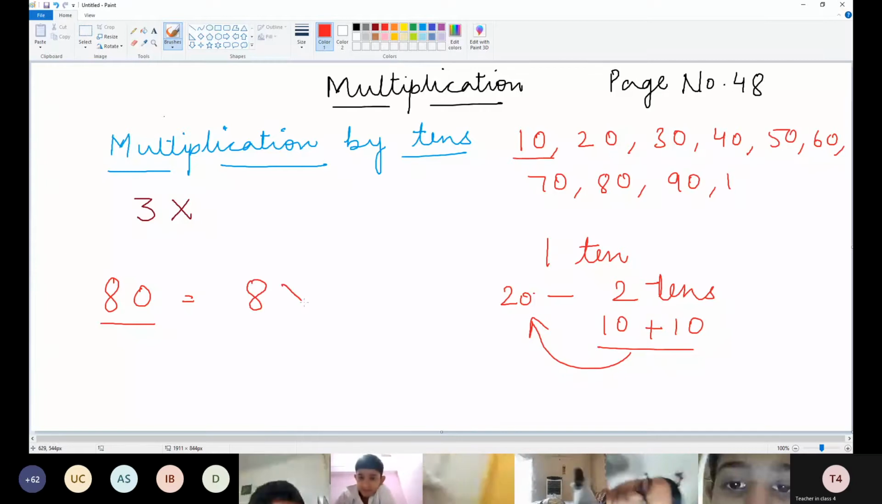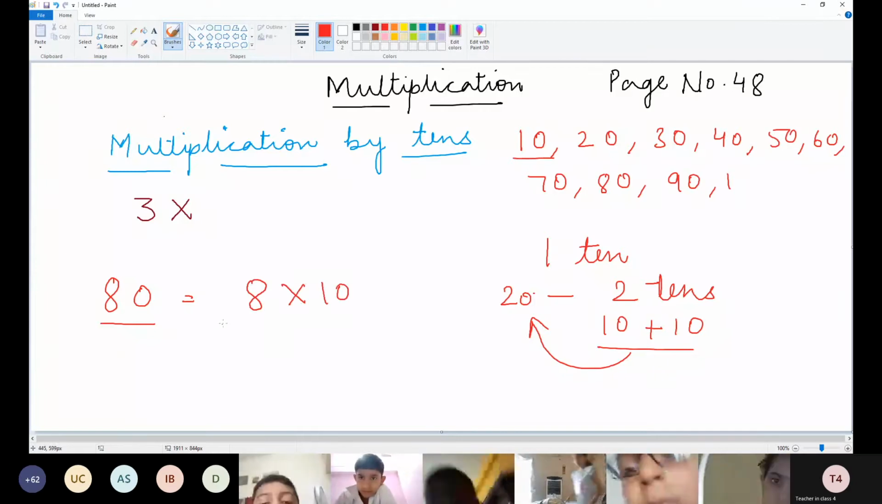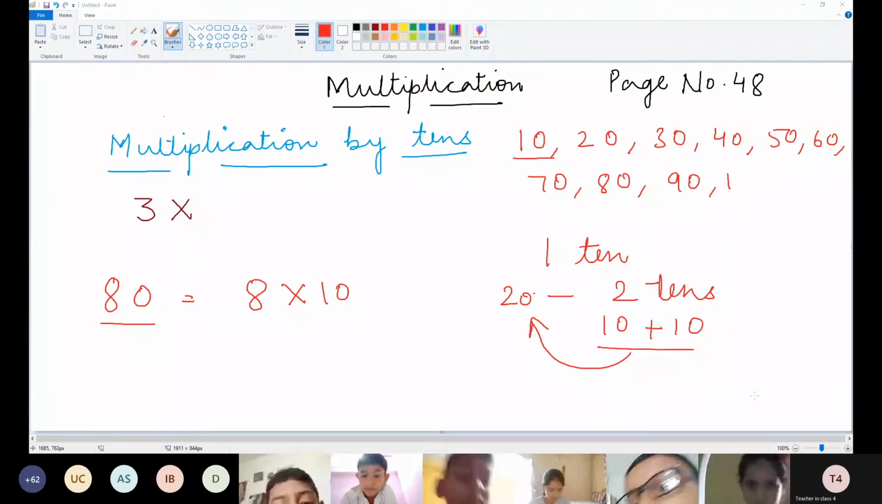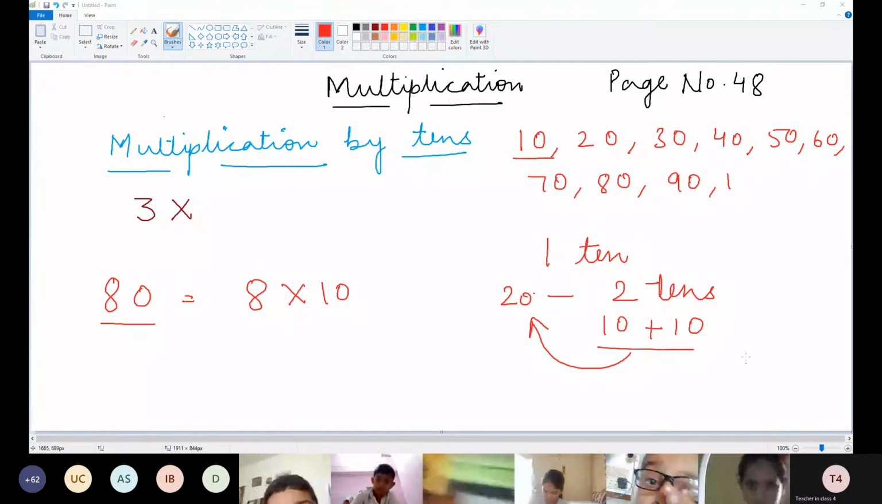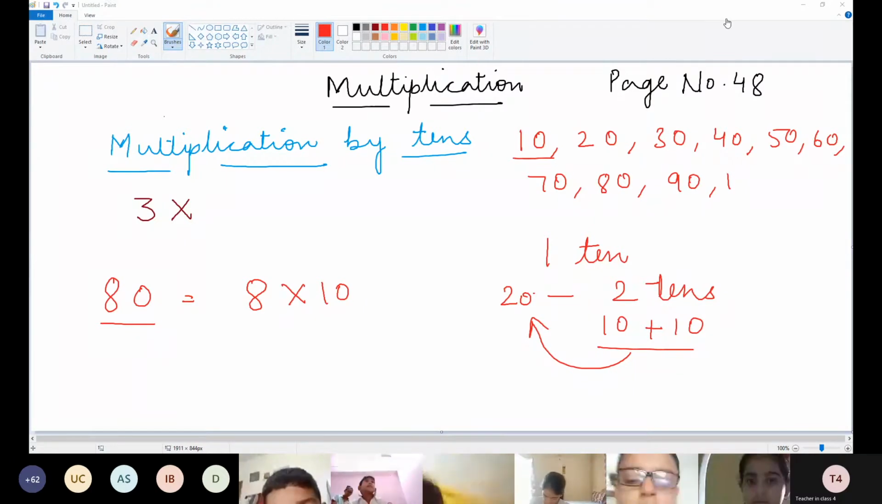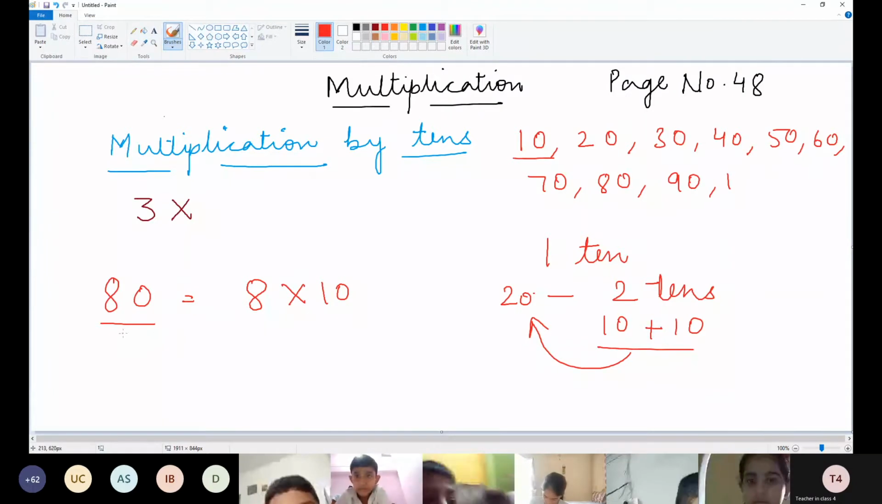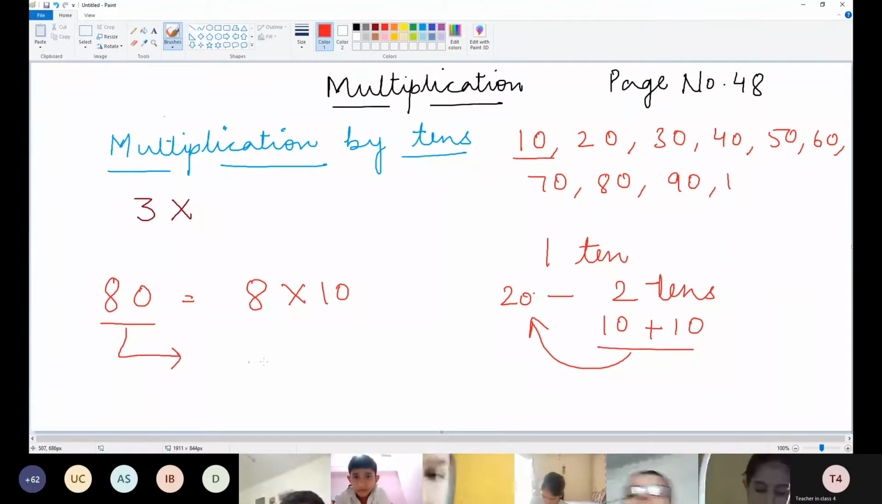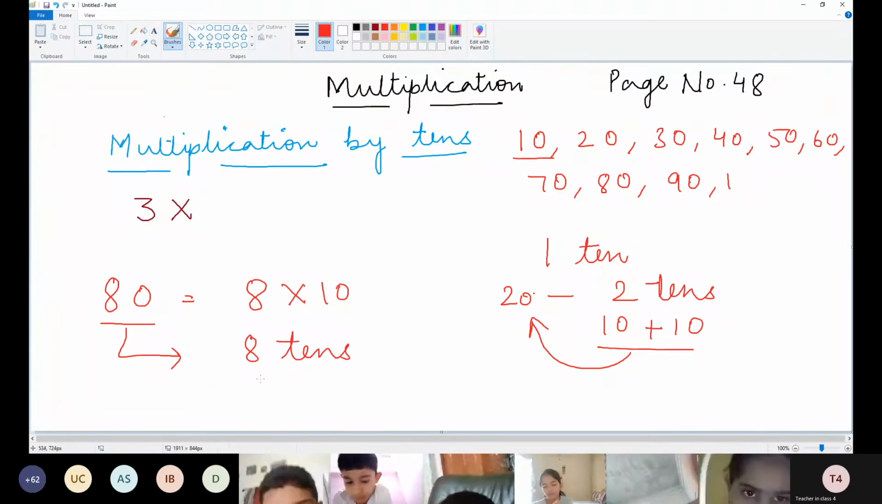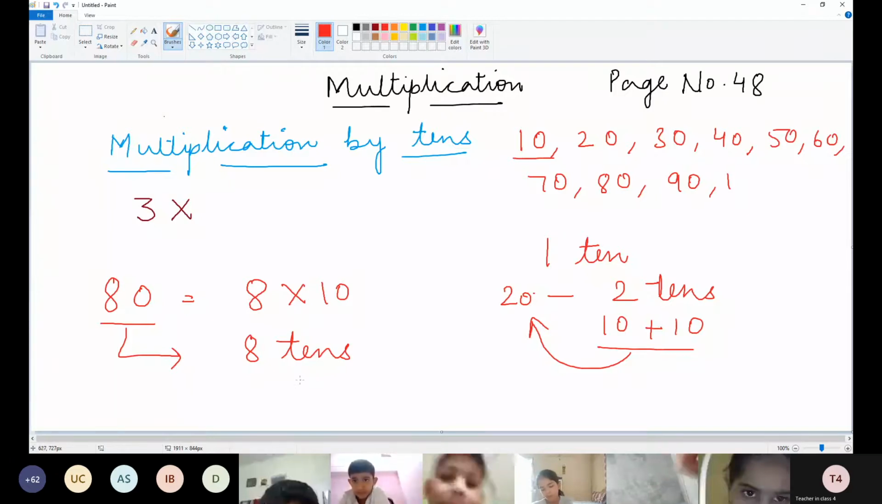When we multiply 8 by 10, then we get 80. Yes, beta. Yes, Vivek. That means, beta, wait. First understand this. So that means in 80, how many tens we have? We have 8 tens. Now, children, I am going to show you how. You don't need to write this in your notebook. I will tell you what you have to write in your notebook.